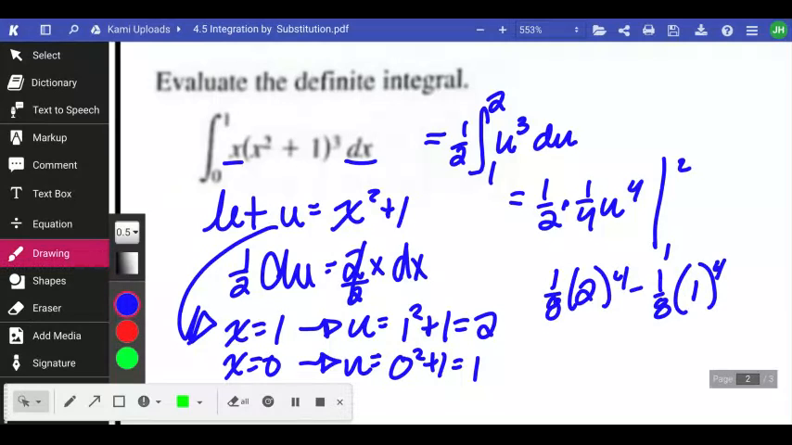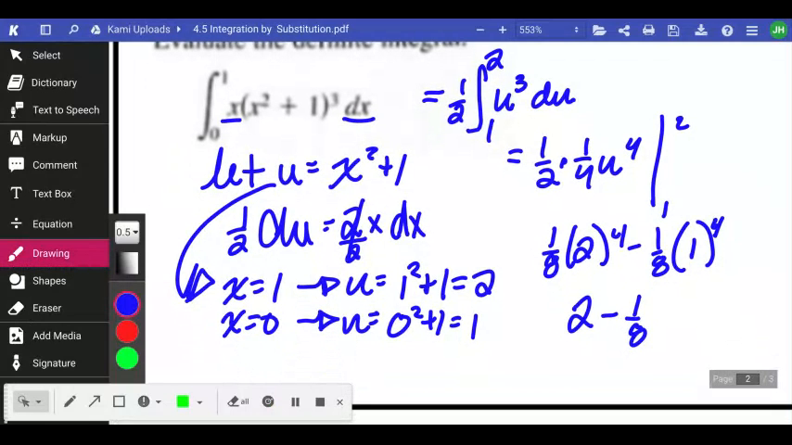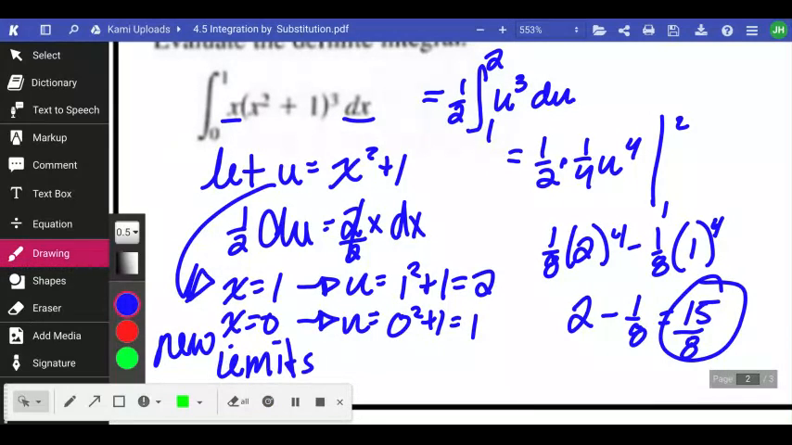If you remember, we plug in the top minus plug in the bottom. 2 to the 4th is 2, 4, 8, 16. 16 times 1/8 is 2 minus 1/8. So then we have 16/8 minus 1/8, so we have 15/8. So the biggest difference, one, you have to find your new limits of integration. New limits. Two, you don't have to put x back in for u.